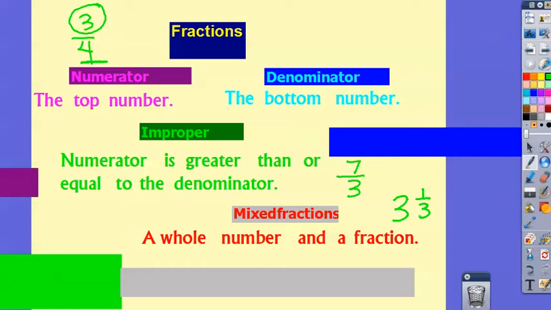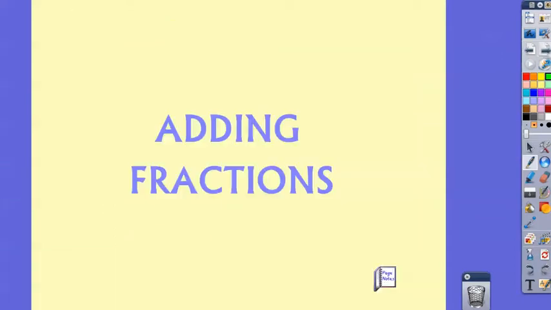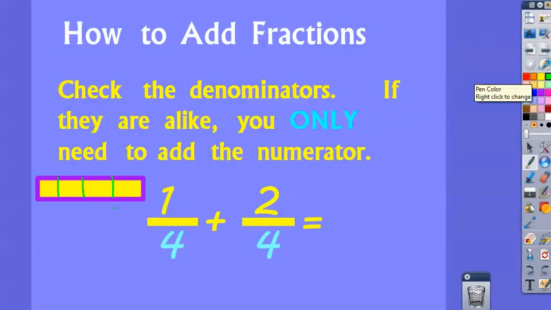And today we are going to be adding fractions with like denominators. When we add fractions, if the denominators are alike, you only need to add the numerator. So for example, if we have 1/4 plus 2/4, all we need to do is add the numerator. So 1 plus 2 is 3, and we keep the denominator the same. I also want you to add that in your notes. Keep the denominator the same.